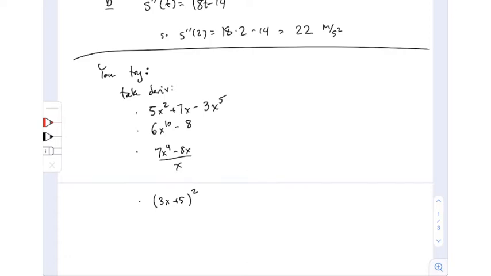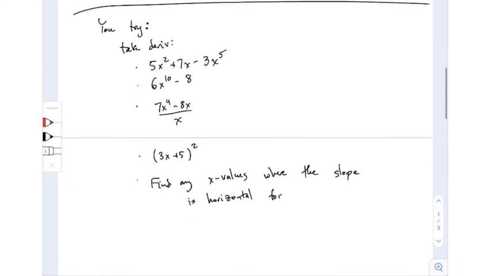And then I got one more. This is a slightly more complicated question. Find any x values where the slope is horizontal for this function. All right, see what you think. The first two you should be able to do immediately. The others you may have to think briefly.